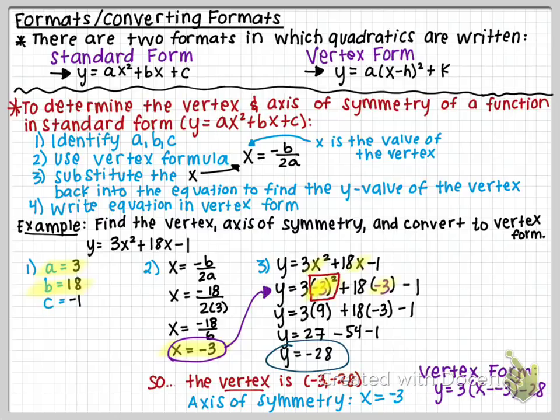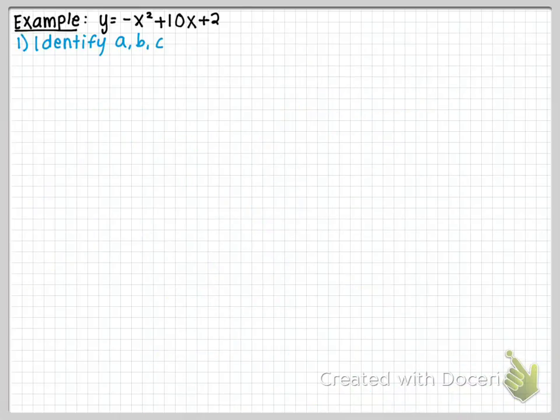Okay. So look at our vertex. So technically then, we could write this piece, x plus 3, right? Minus a negative is plus. This piece, that negative 28, comes from here. Okay? This 3 comes from here. And this 3 comes from our a. Got it? So let's try another one. We just have one more example.